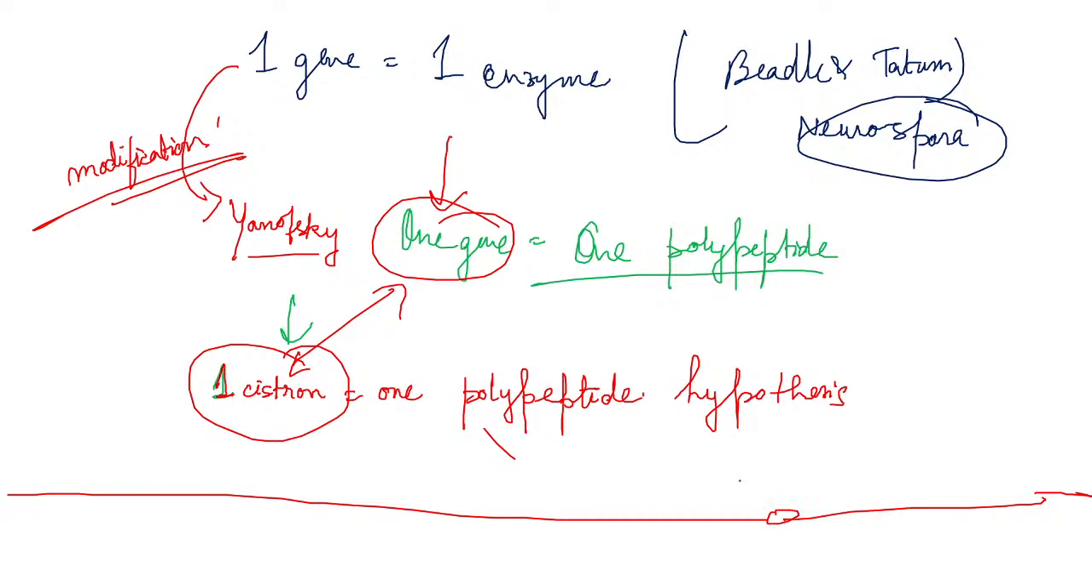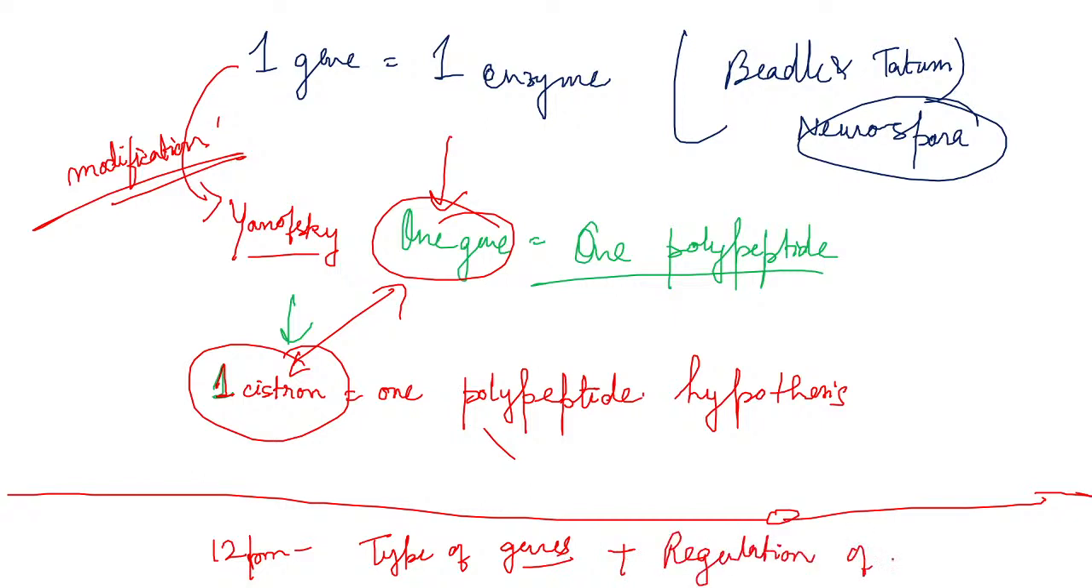Tomorrow in the live session at 12 p.m. we will start with types of genes, right? There are so many types of genes, like overlapping genes, non-consecutive genes, homeotic genes, transposons, pseudoalleles, and these are very, very important. And along with types of genes, we will also complete regulation of gene expression.